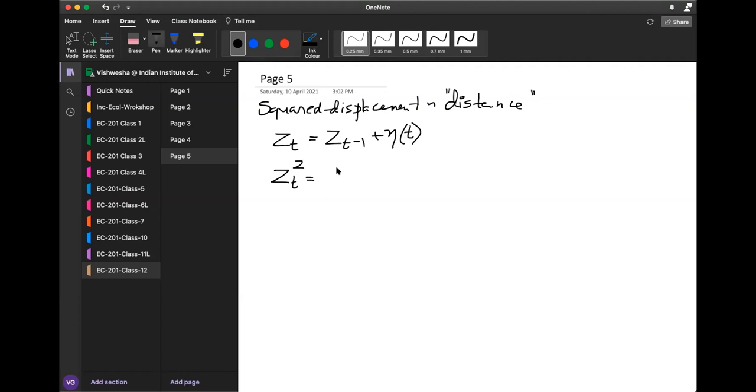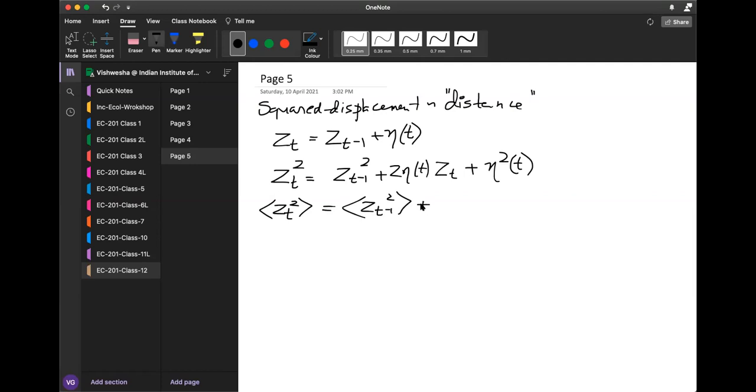Is that right? Let us square the entire equation. We get Z_{t-1} square plus 2 eta_t Z_{t-1} and then eta square of t. Fine. Let's take the average in the entire equation. Is that fine? Of course we want to find the relationship between Z_t square and Z_{t-1} square, so we just keep it the way it is.